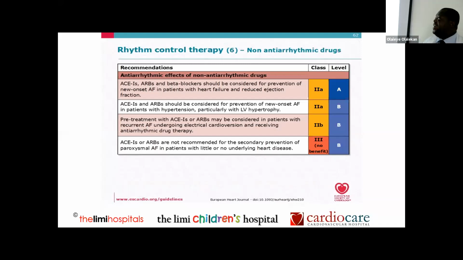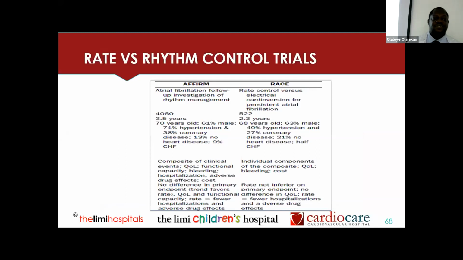Then other non-antiarrhythmic drugs that also help improve rhythm control include the use of ACE inhibitor or ARB and beta blocker, especially in patients with depressed left ventricular ejection fraction. So it is good you give this group of patients.